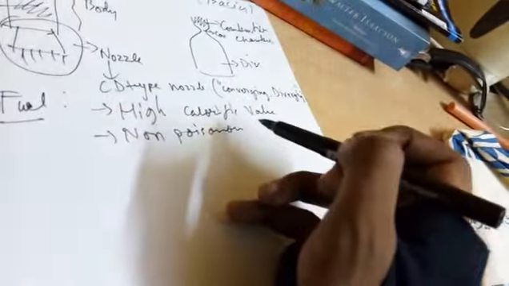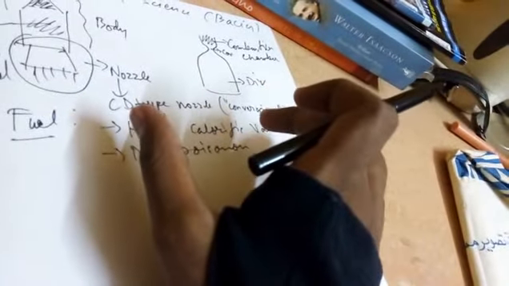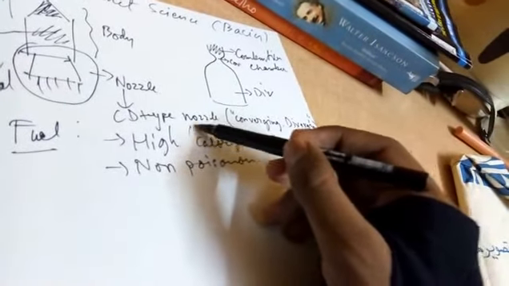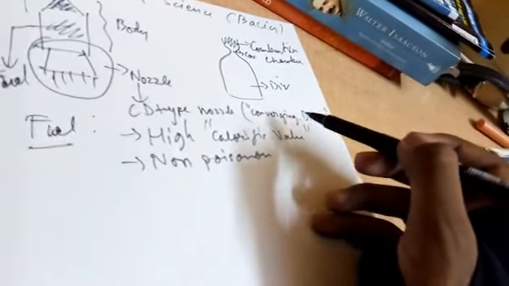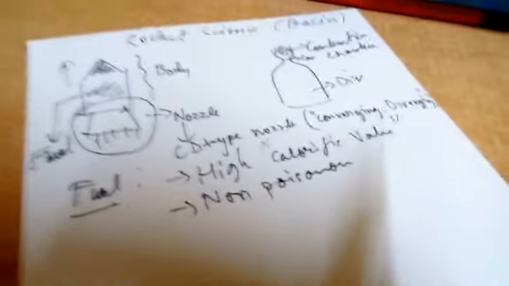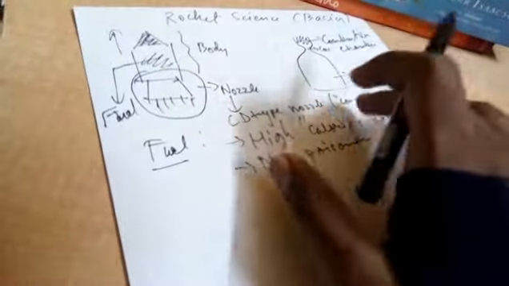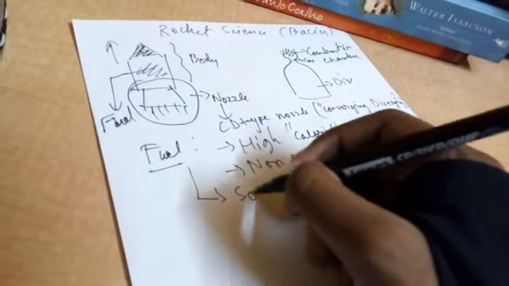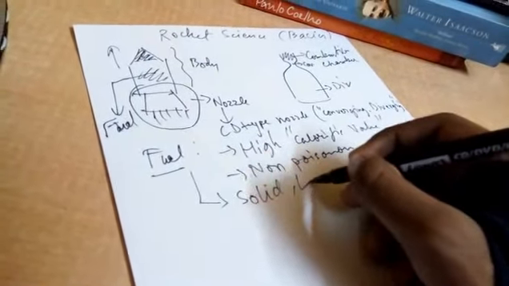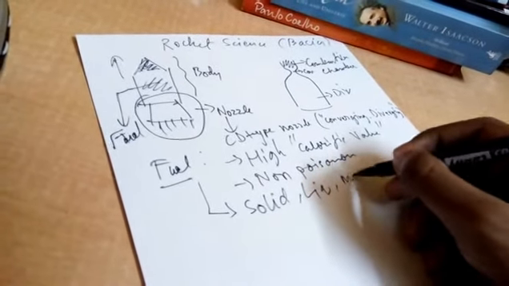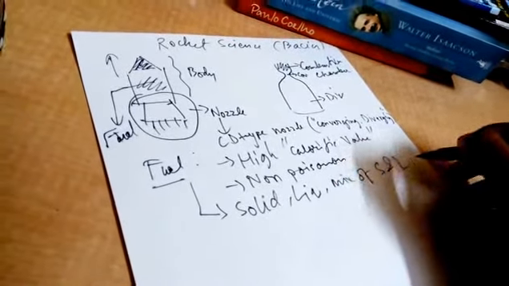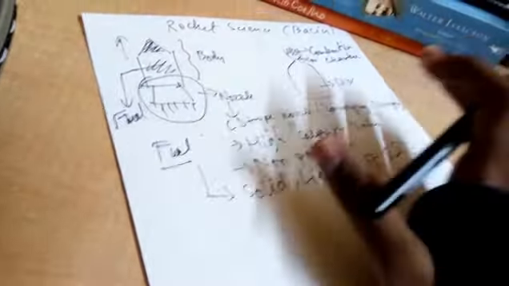We want a fuel with high calorific value, which means a fuel that's efficient: less fuel, more energy. Calorific value is a scientific term that means the amount of energy given off when a specific amount of fuel is burned in pure oxygen. That's what calorific value means. The fuel can be solid, it can be liquid, or it can also be a mixture of, wait for it, solid and liquid. No gases. Gases are not allowed here.